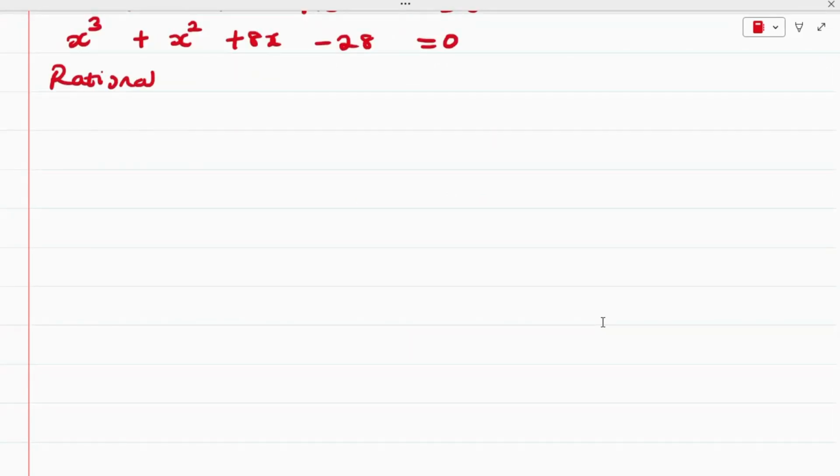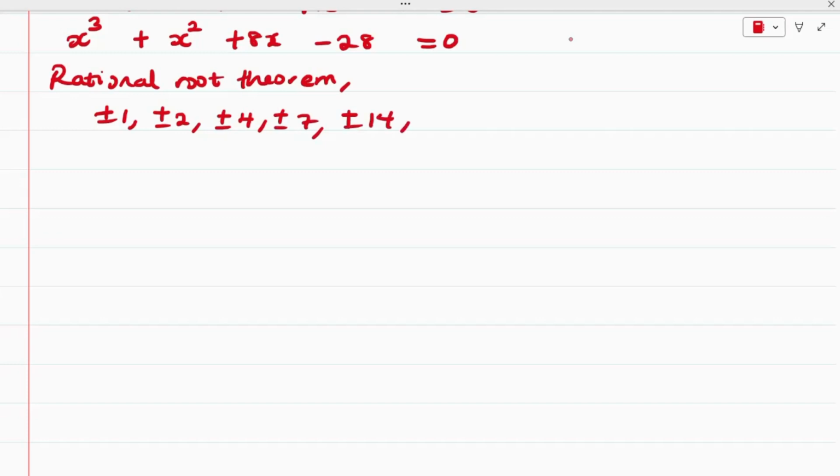So applying the rational roots theorem, we want to simply look for all the possible factors of 28. We have the possible roots to be plus or minus 1, plus or minus 2, plus or minus 4, plus or minus 7, plus or minus 14, and plus or minus 28. Alright, so we want to simply solve for which of these is a root.